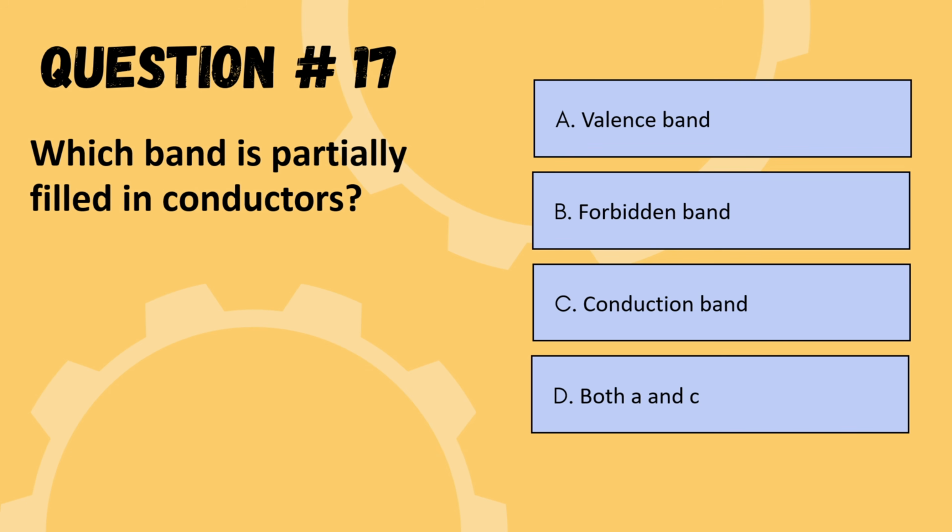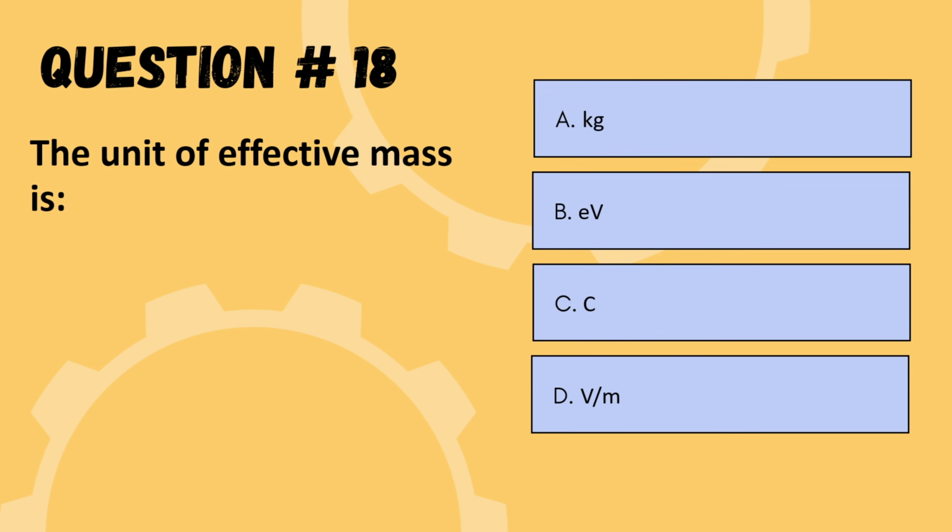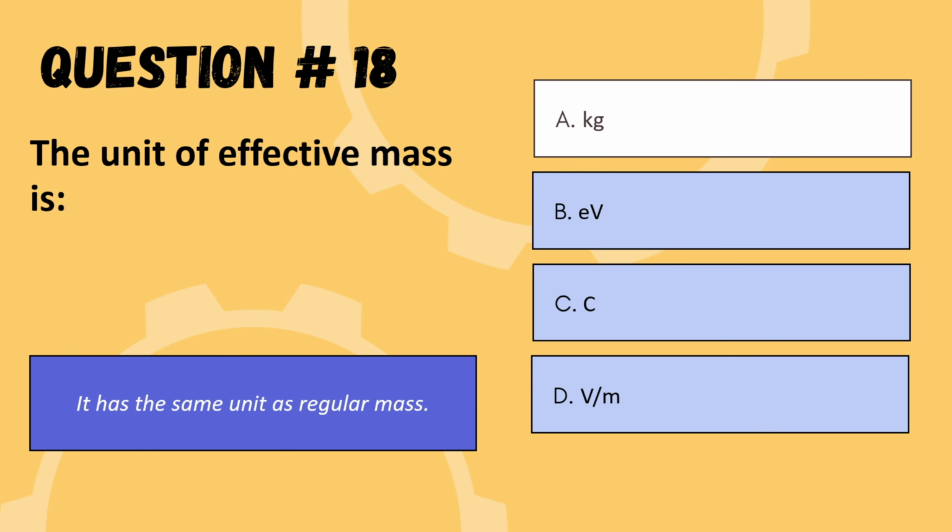Next question is which band is partially filled in conductors? Options are valence band, forbidden band, conduction band or both A and C. So the correct option is option C, conduction band. So we are moving to the next question. Next question is the unit of effective mass is. Options are kg, eV, C or volt per meter. So the correct option is option A, kg. So we are moving to the next question.